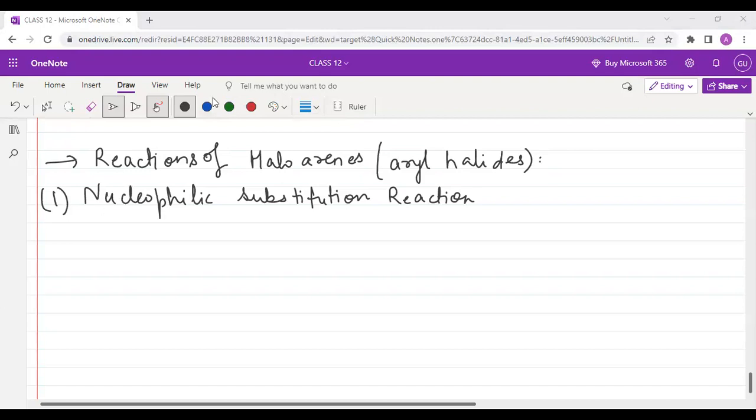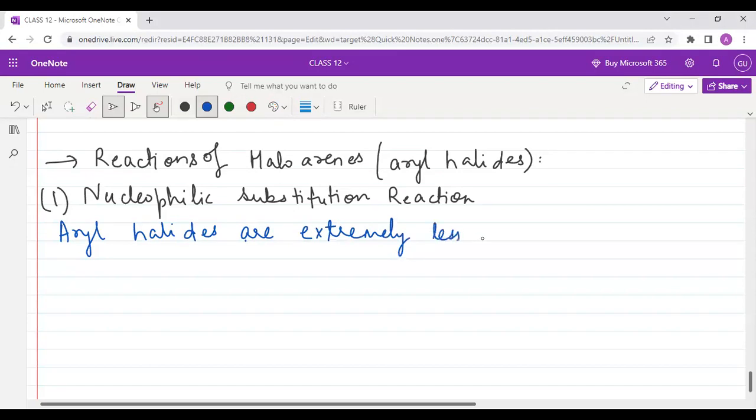So it is said that aryl halides are less reactive towards nucleophilic substitution. Aryl halides or haloarenes, they are extremely less reactive. This you should remember, that they are very less reactive towards SN reaction, that means nucleophilic substitution reaction. Now there are two reasons behind this, why they are extremely less reactive.